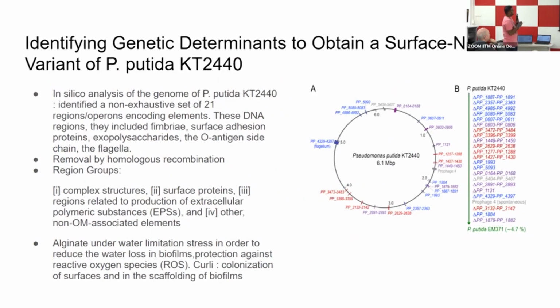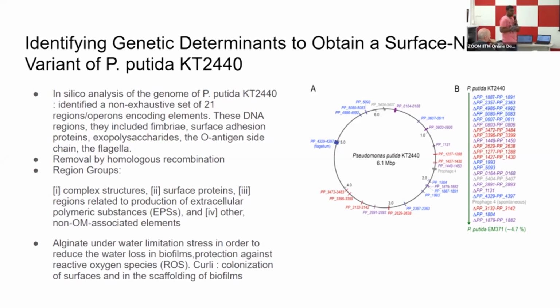So in this paper, they initially started with identifying genetic determinants. As you can see in this plasmid, there are a total of 21 sites, 21 regions, which are responsible for different kinds of surface properties such as fimbriae, flagella, antigen sites, and exopolysaccharides. They were focusing on those elements so that they could remove those genes. So totally there were 21 such regions.